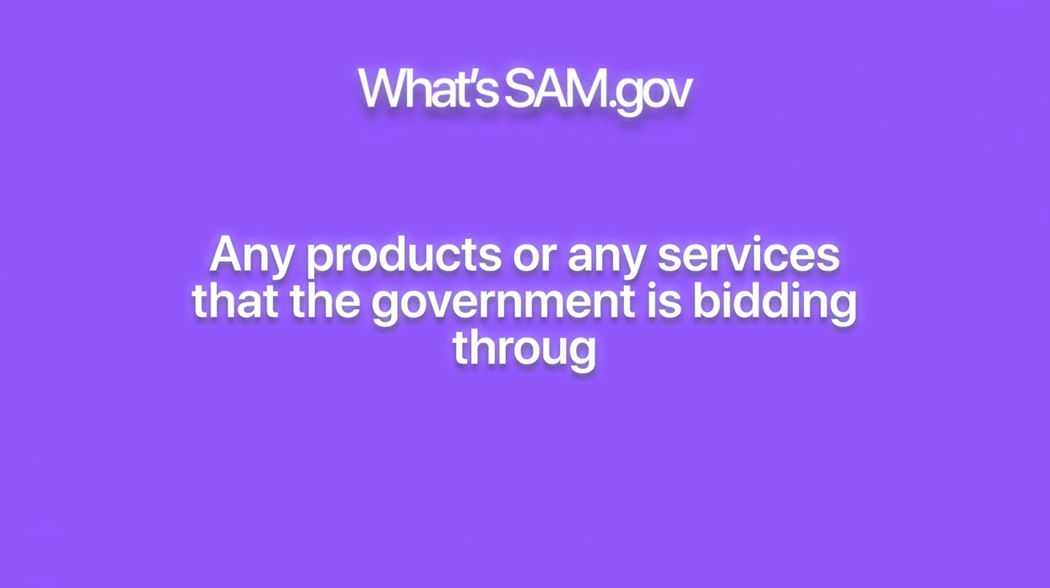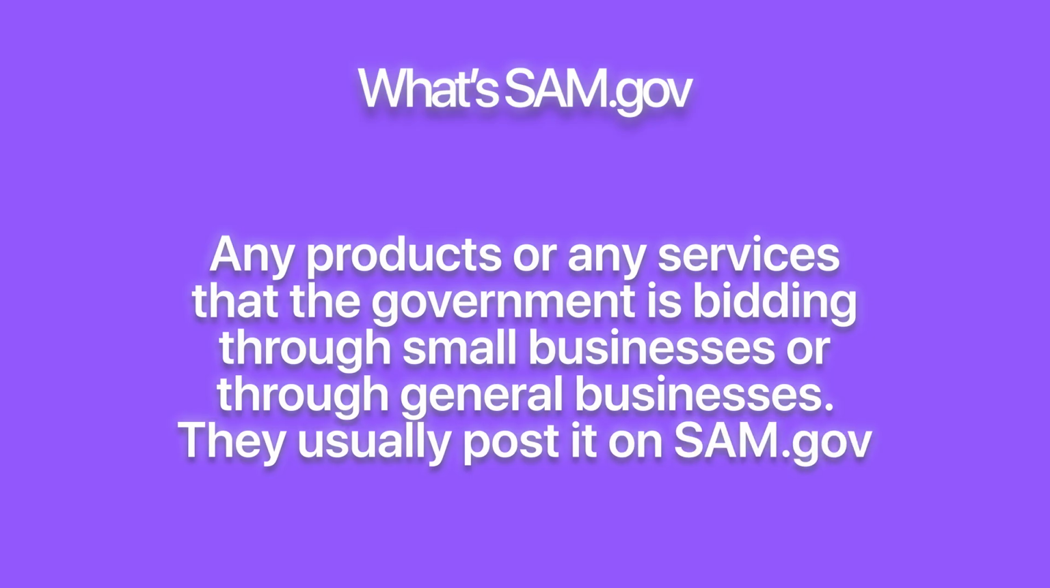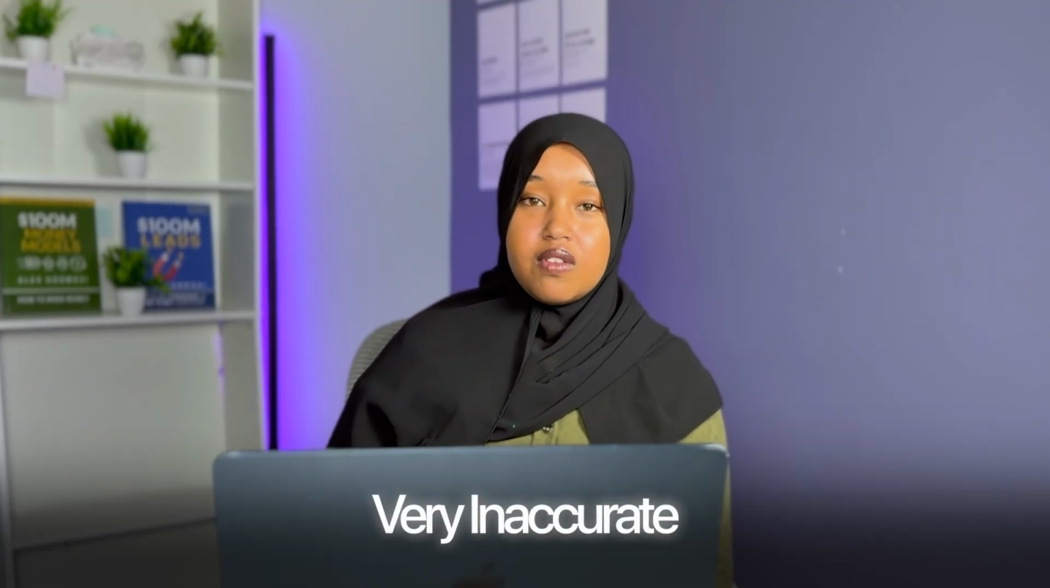With SAM.gov, any products or services that the government is bidding out, through small businesses or through general businesses, they usually post on SAM.gov. And for you to become a successful bidder, you will need access to SAM.gov. Many people believe that on SAM.gov you just need to find a login, which in most cases is very inaccurate. You might be able to log in on SAM.gov and look through the information that's there. But for you to bid, you will need a UEI number and you will need a CAGE number.